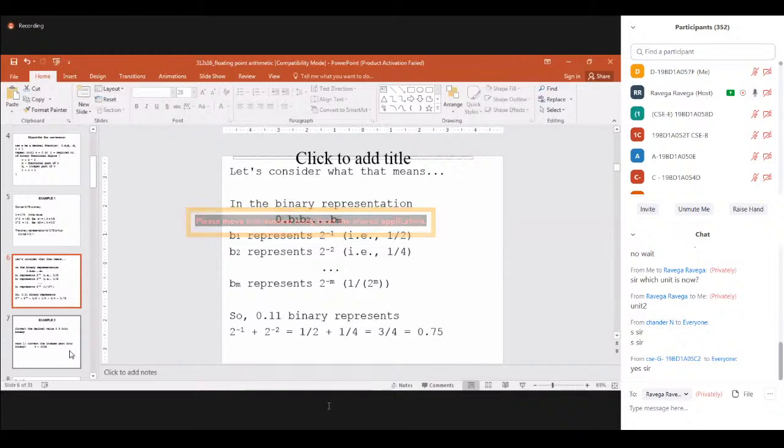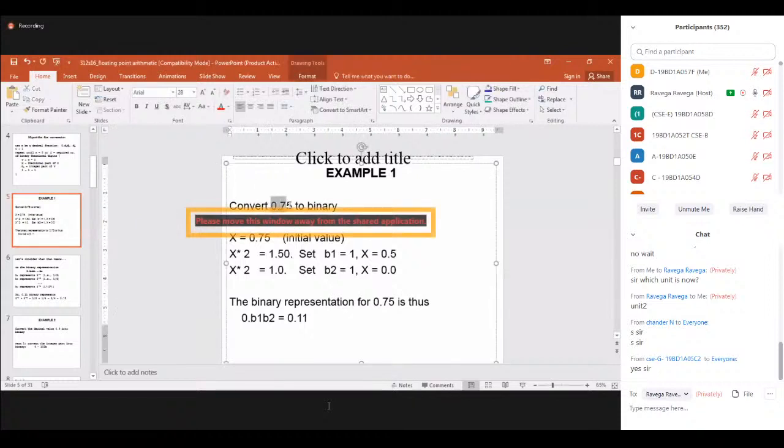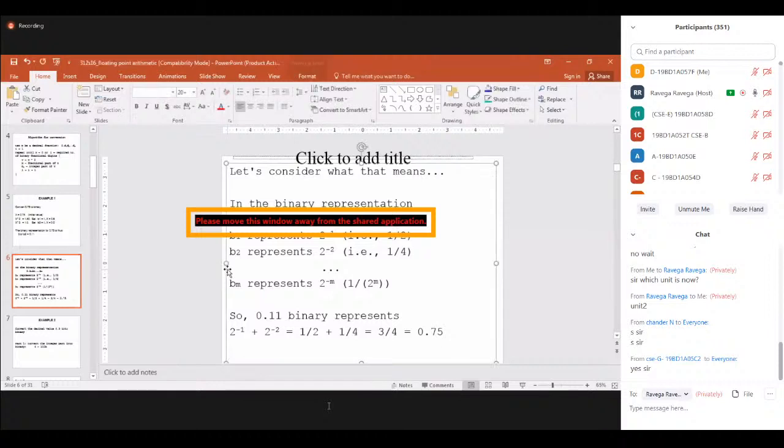So if you want to do it vice versa, what we have seen here is that you have converted decimal to binary. Now I want to convert binary to decimal. Then what do I have to do? This only I have to do.